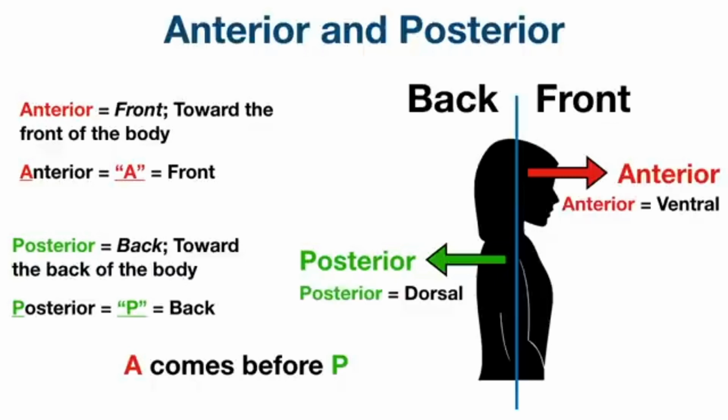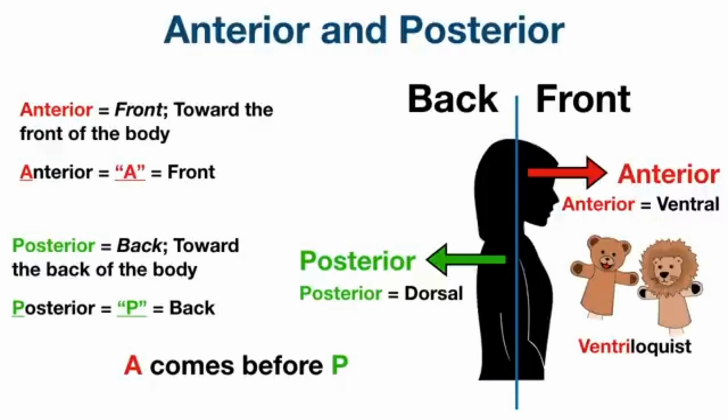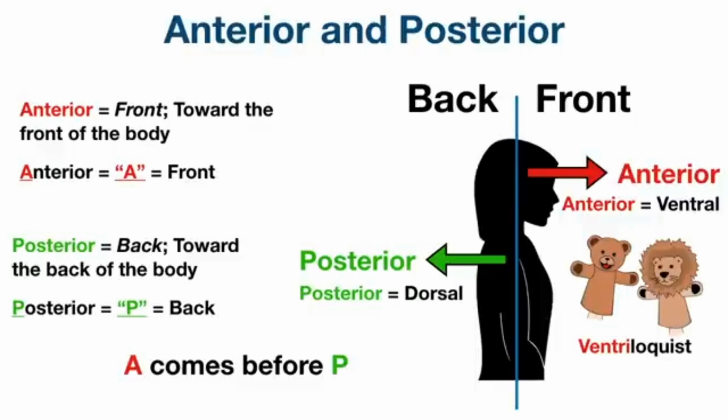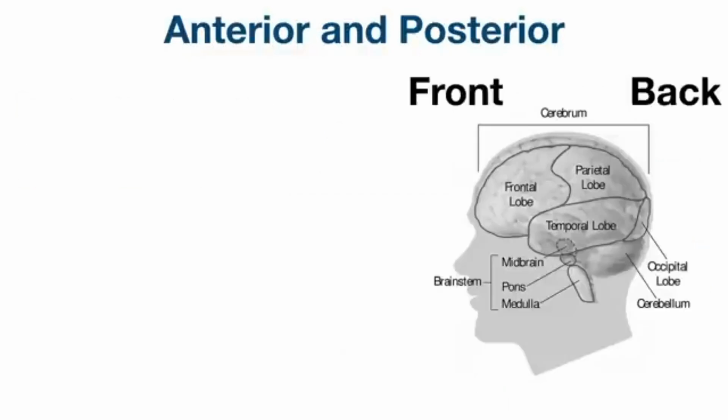Another name for anterior is ventral, and another name for posterior is dorsal. For ventral, you can think of a ventriloquist, which literally translates to stomach talker. We learned in our medical prefix video that the prefix ventri refers to the stomach, abdomen, or front of the body. This can help you remember ventral means anterior. For dorsal, you can think of a dorsal fin on the back of a fish to help you remember dorsal means posterior. Let's look at some examples of anterior and posterior.